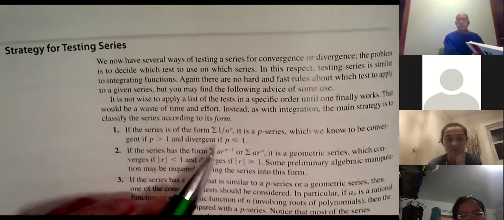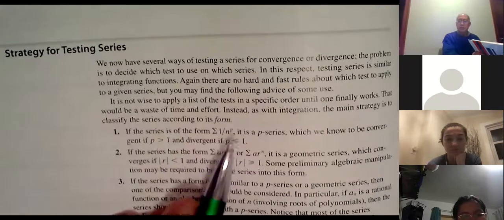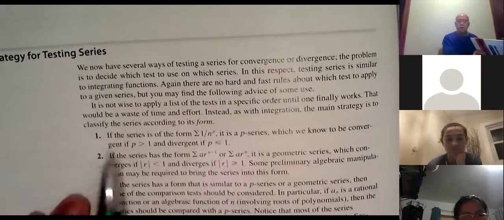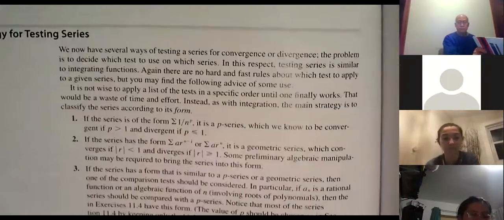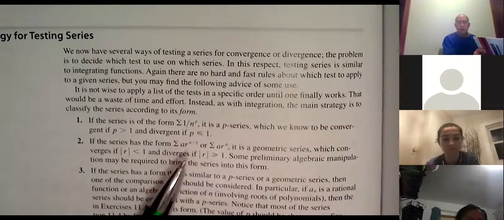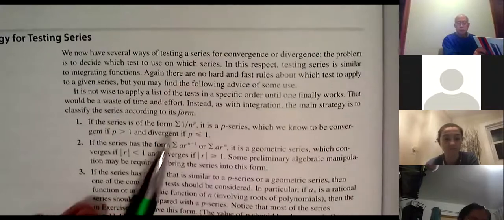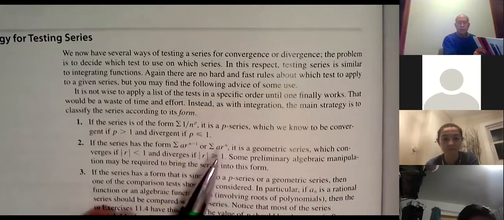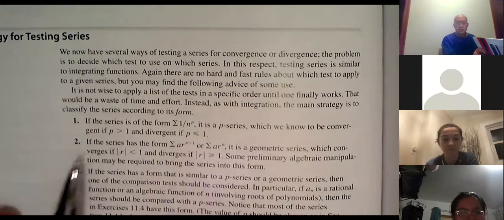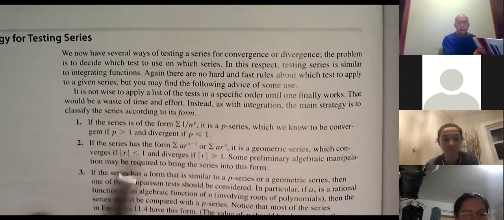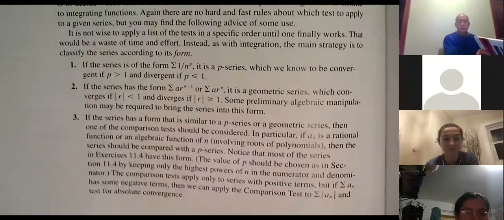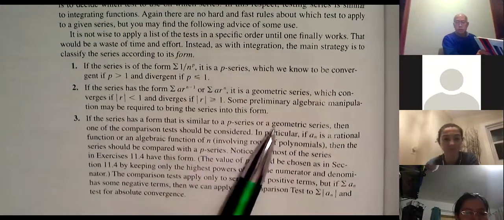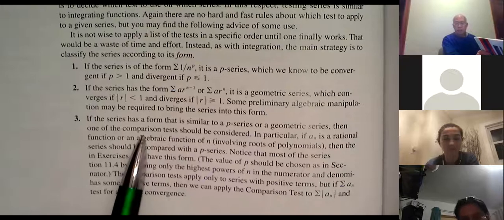If you see 1 over n to the p, that's a p series. It converges if p is greater than 1, and diverges if p is less than or equal to 1. If you notice there's a common ratio, it's a geometric series, summation a r to the n minus 1 or a r to the n. That converges if the absolute value of r is less than 1, which means r is between -1 and 1. Otherwise, it diverges. If the series looks like a p series or geometric series, maybe you can do a comparison test.